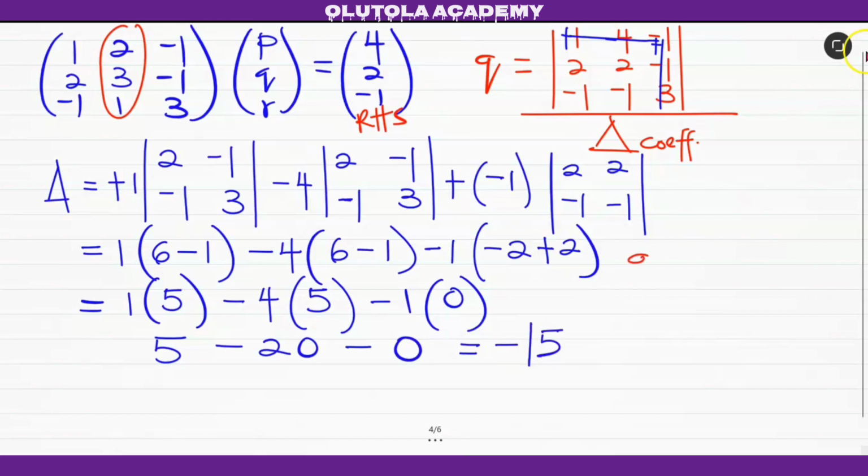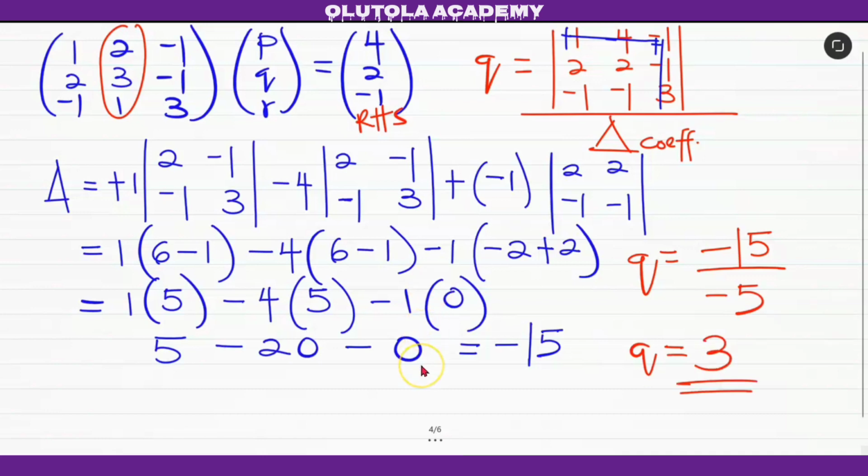So Q now, the determinant of this matrix now is negative 15, and the coefficient matrix as gotten earlier was negative 5. So doing this division, Q will be equal to 3. Then lastly, we get R.